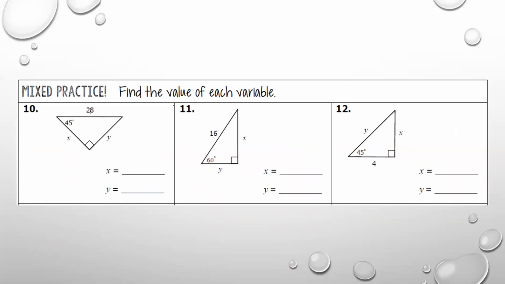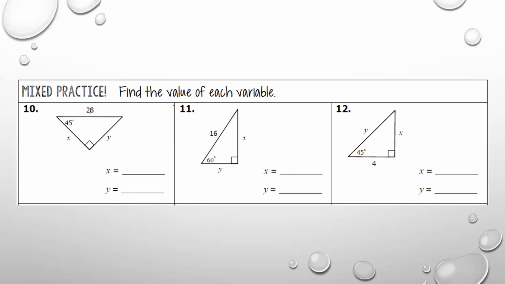All right, the next few examples, actually the rest of this is all mixed up. So sometimes the triangle might be a 45, 45, 90. The triangle might be a 30, 60, 90. So you just got to pay attention to what the triangle is in the picture, so that way you draw the correct basic triangle next to it. So number 10, what kind of triangle are you looking at?